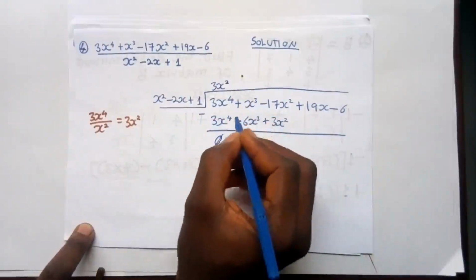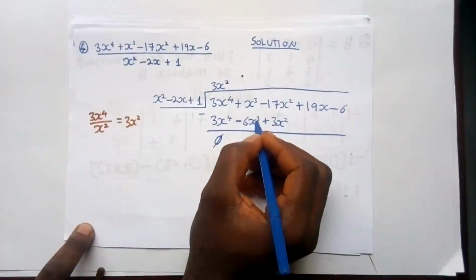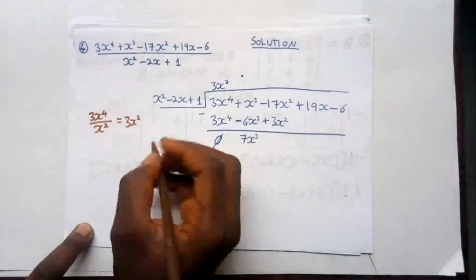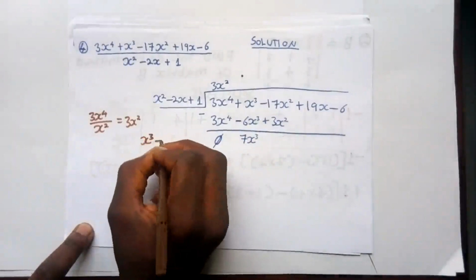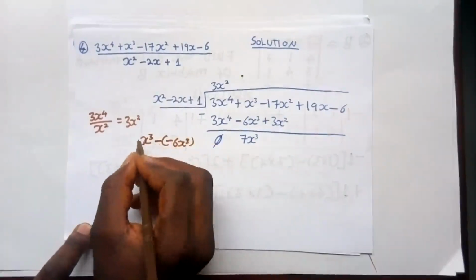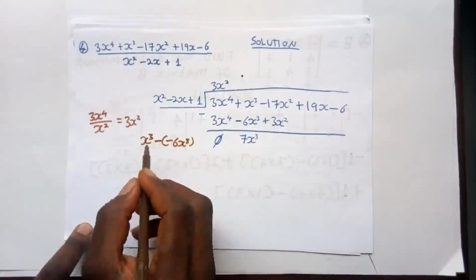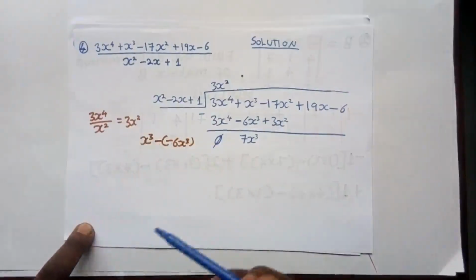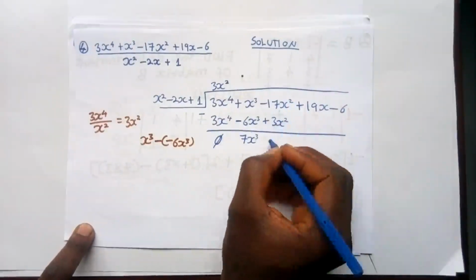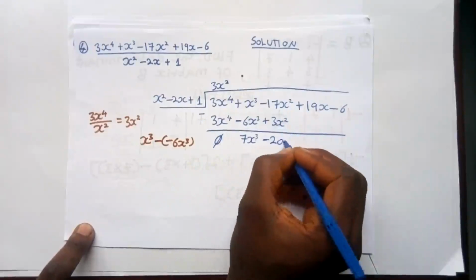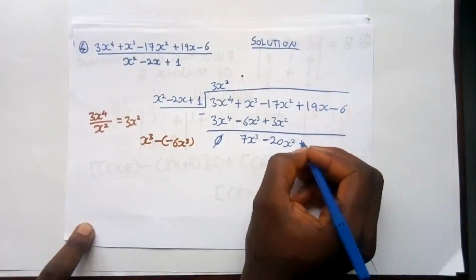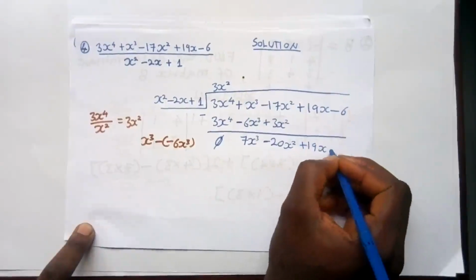x raised to the power of 3 minus 6x raised to the power of 3 gives us 7x raised to the power of 3. Look at it here. x raised to the power of 3 minus 6x raised to the power of 3. Minus is plus, so 1 plus 6 is 7x raised to the power of 3. Minus 17x squared minus 3x squared gives us minus 20x squared. So bring down this 19 here. Plus 19x minus 6.